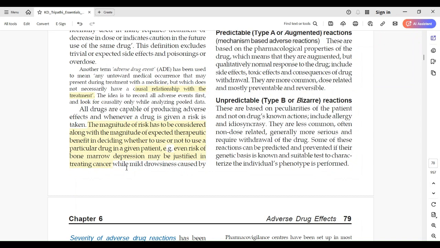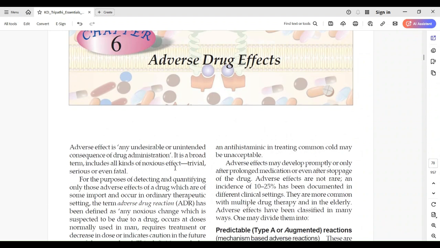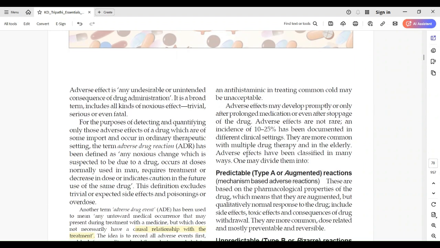So a lot of anti-cancer drugs have this side effect, bone marrow depression, but it is justified because we don't have safer drugs. The patient is having a problem with cancer and is in so much pain, so we give the anti-cancer drugs even if they have bone marrow depression as an adverse effect. But while mild drowsiness caused by an antihistaminic in treating the common cold may be unacceptable.